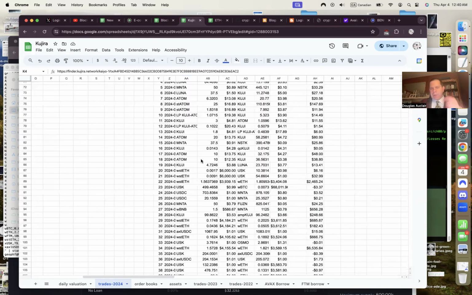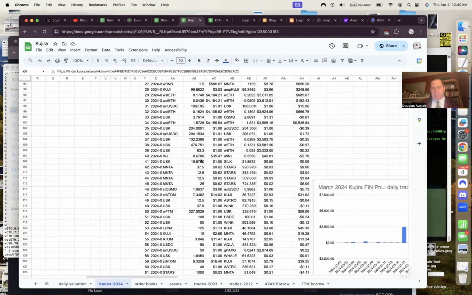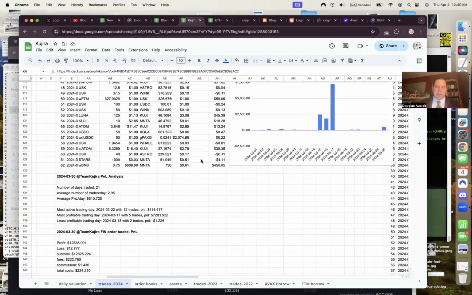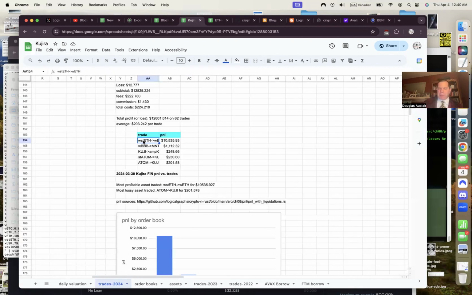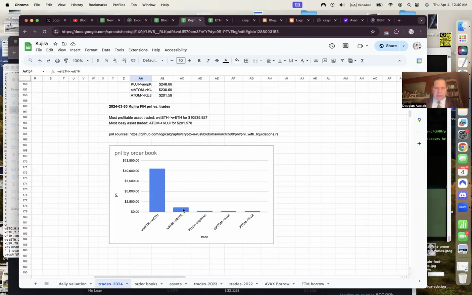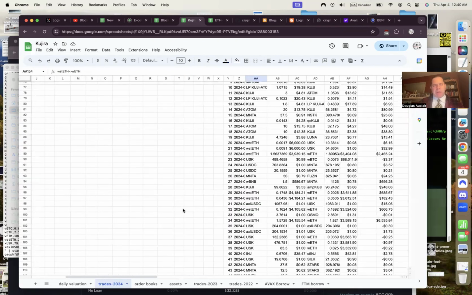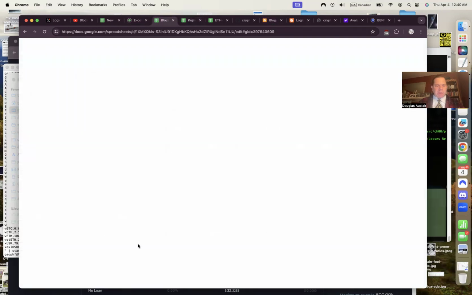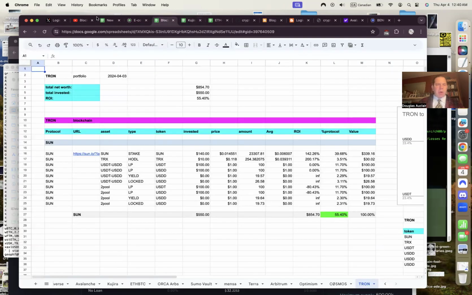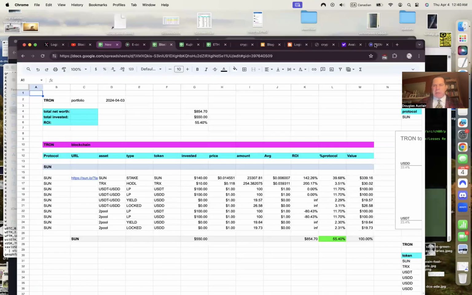trades. And then you see my profit and loss calculator computes profit and loss by day, which I create a chart for, and then computes profit and loss by order book, which I also create a chart for. And I report all that information out as a series of reports for Team Kujira Fin. And then across the blockiverse, I record every transaction that I do on every blockchain.